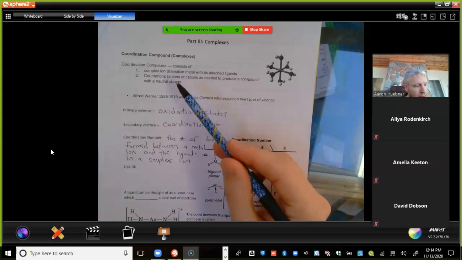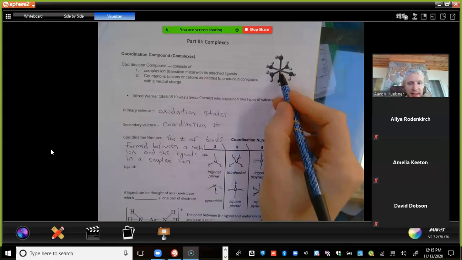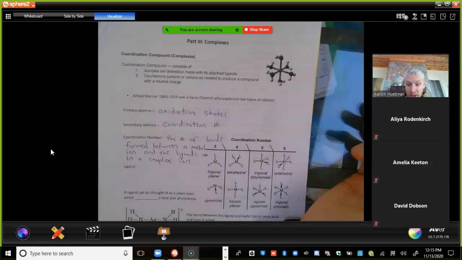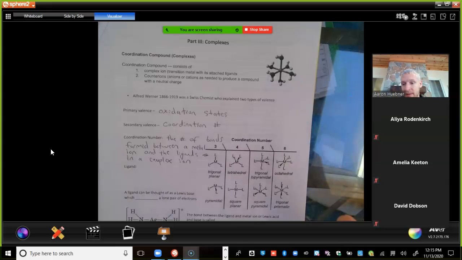Just to catch you guys up, we got a coordination compound that has a complex ion, which is a transition metal with various ligands attached to it that can be positive, negatively, and neutrally charged. And they are Lewis bases, meaning electron pair donors.